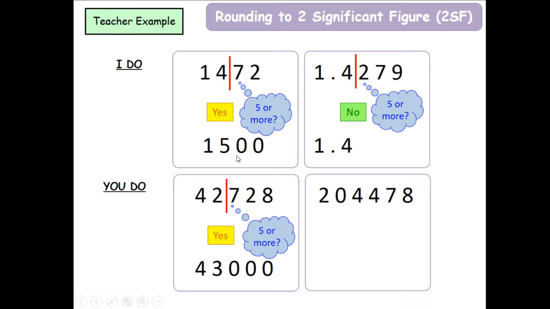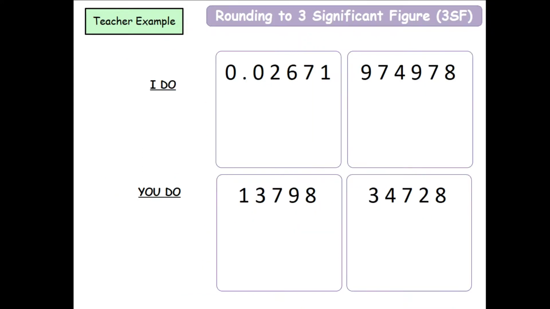Okay, so for example, on this one, we've got 204,478. We start from the left and we count the first two significant figures. So my line will go between the 0 and the 4, because this 0 is between two numbers. It's not the start of a number. Now we're looking at the 4. Is the 4 5 or more? No. So now 0 stays the same and everything else after it also becomes a 0. So my answer is 200,000.